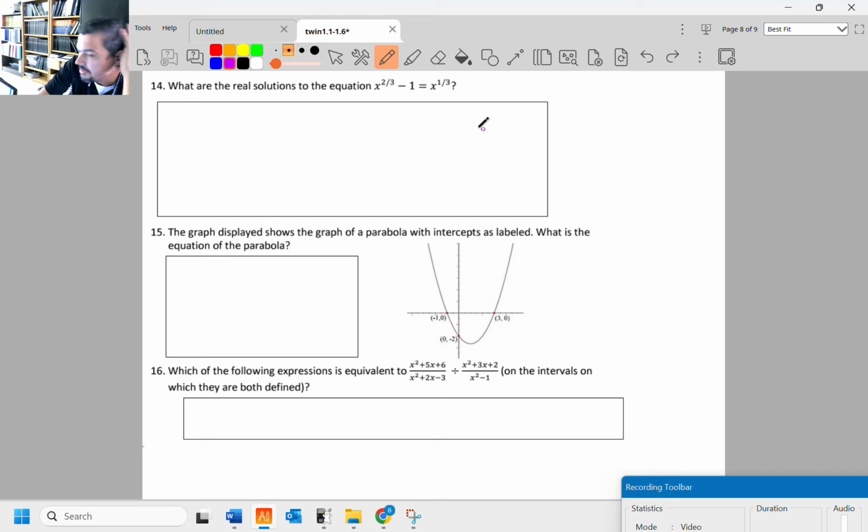Which of the following expressions are equivalent to x squared plus 5x plus 6 over x squared plus 2x minus 3 divided by that?